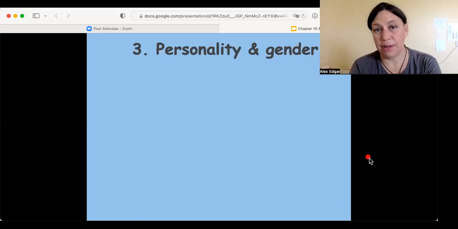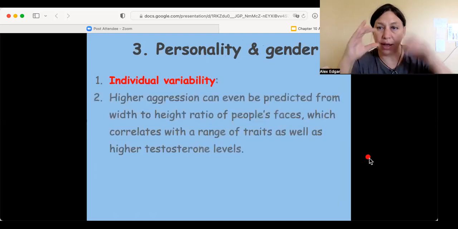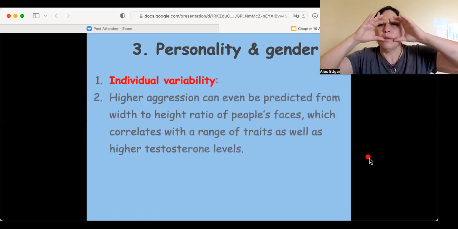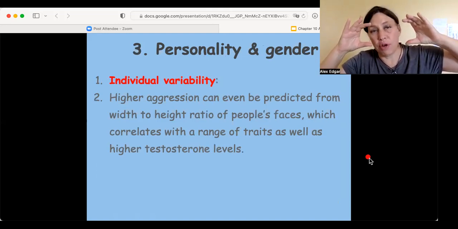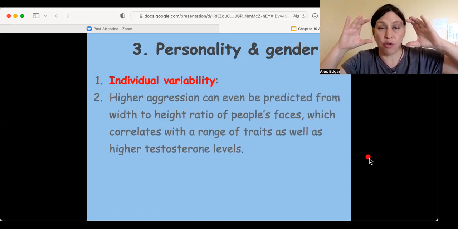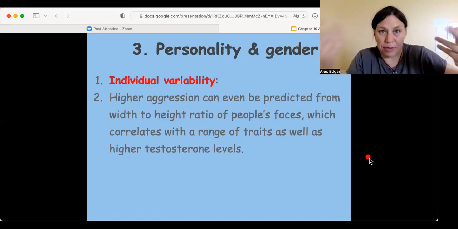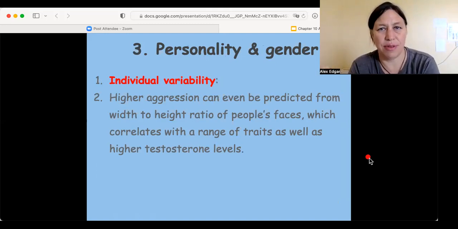Okay, personality and gender. Obviously, people vary enormously. Some are much more aggressive than others. You can actually see it in their faces. When this is not as wide, it's correlated with more aggression and also with more testosterone. And we can perceive it in one another, which has an obvious evolutionary benefit.